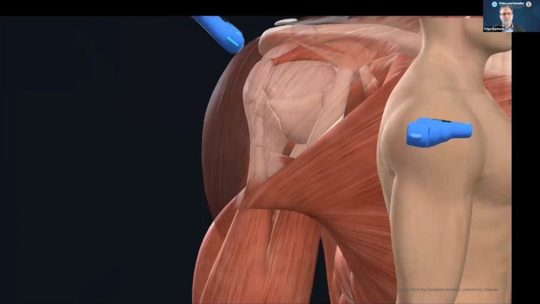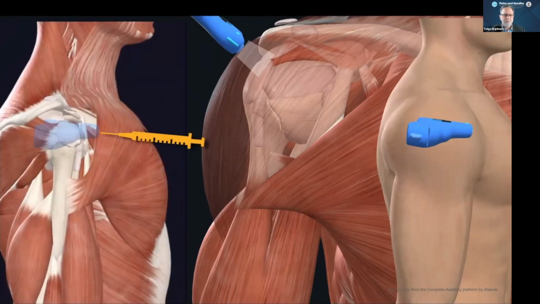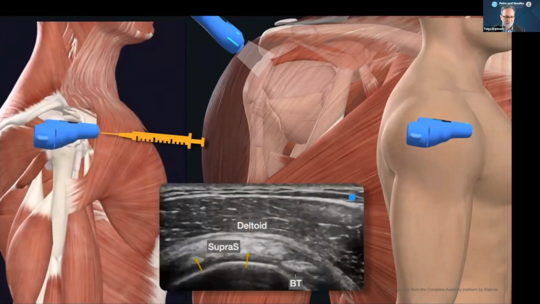And when you turn the transducer 90 degrees, you can inject something into the bursa in short axis, anterior to posterior in plane approach. I prefer the anterior to posterior approach and in plane, like this.